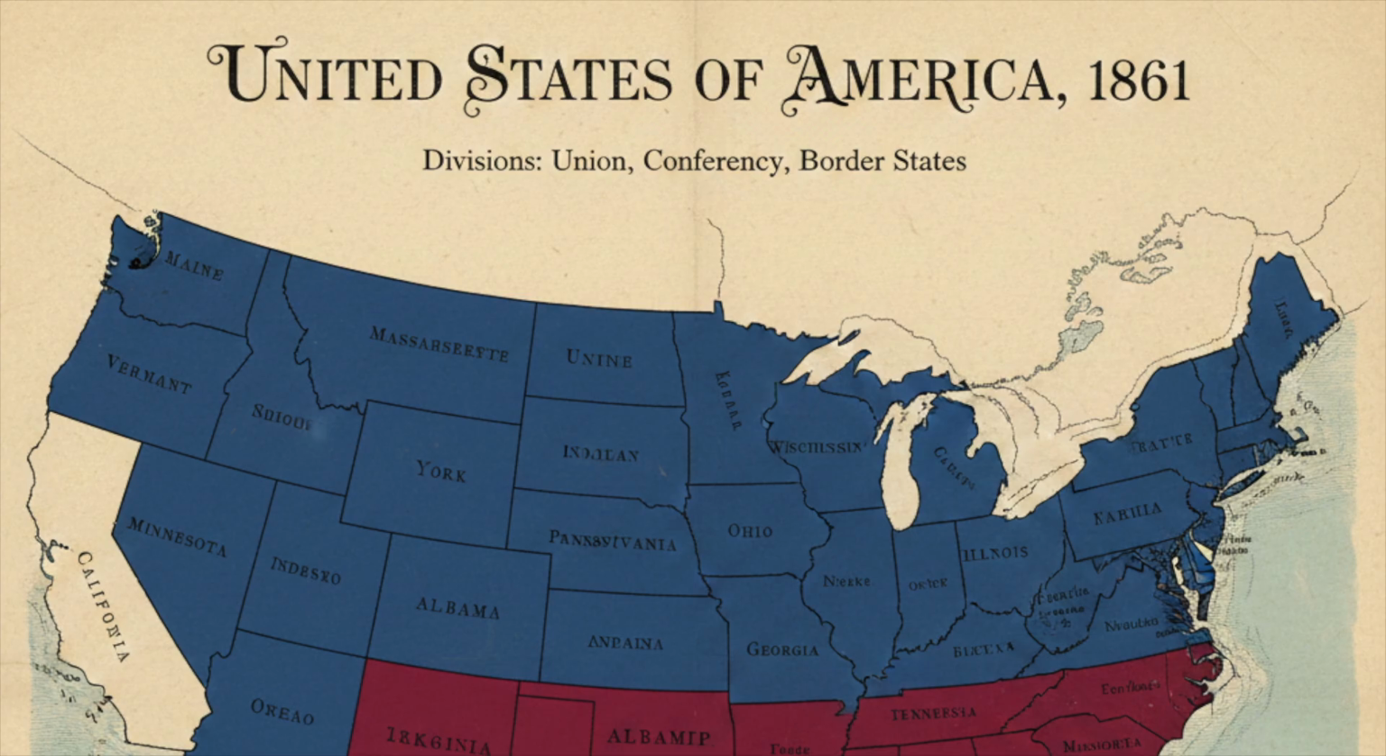Exactly. The whole political calculus was about the balance of power. For decades, Congress tried to keep this sectional parity in the Senate by admitting states in pairs, one slave, one free. Right, the Missouri Compromise and so on.